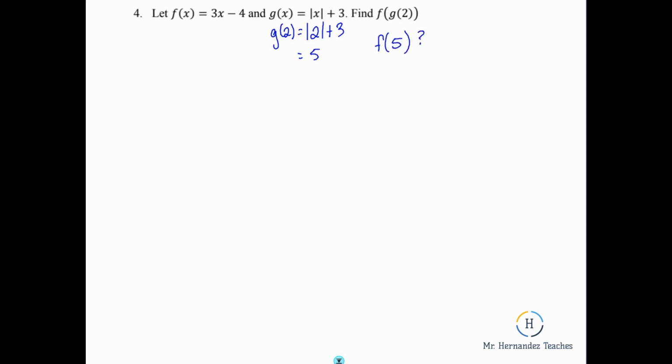Well, in order to figure out f of 5, you come over here to f and you do 3 times 5 minus 4. So that's 15 minus 4. So I get a total of 11. So don't let this problem intimidate you. Just remember, what does the function mean, and remember your order of operations.